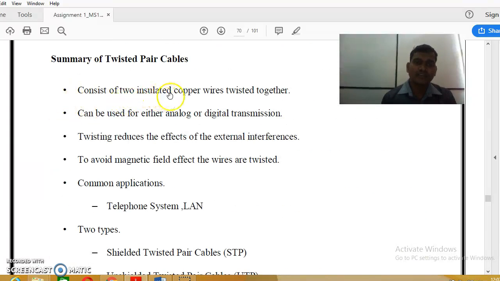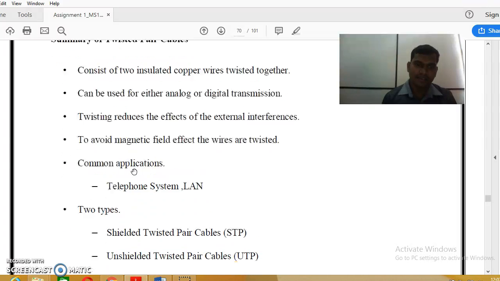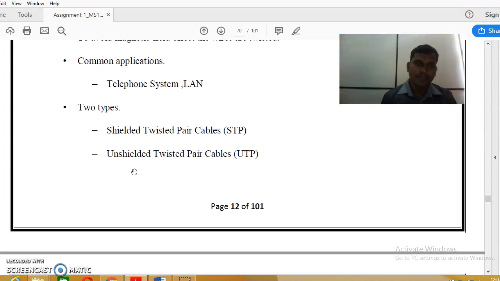Consists of two insulated copper wires twisted together. Can be used for either analog or digital transmission. Twisting reduces the effect of external interference. To avoid magnetic field effects, the wires are twisted. Common application: telephone system lines. Two types: shielded twisted pair cable and unshielded twisted pair cable, STP and UTP.